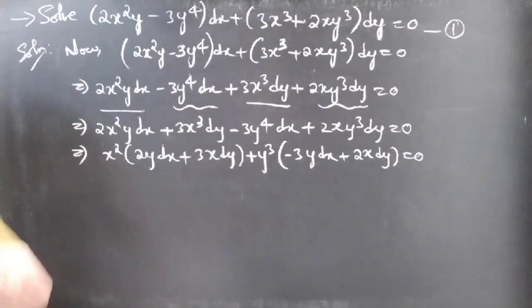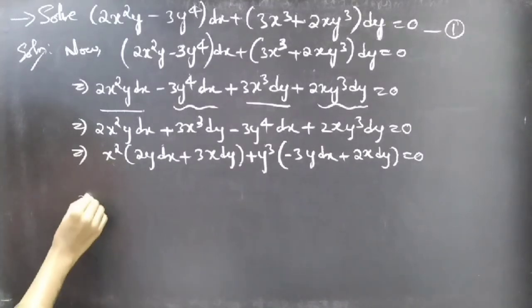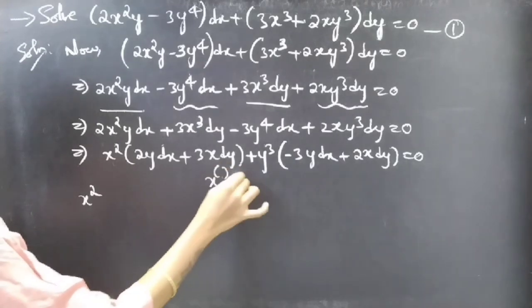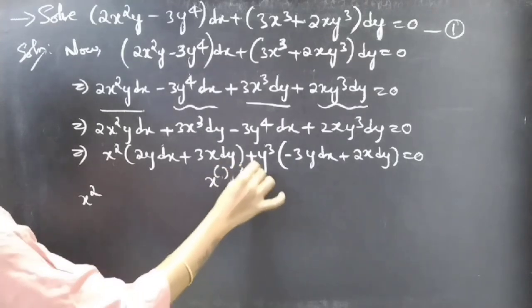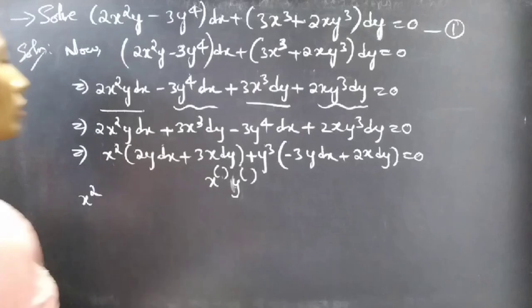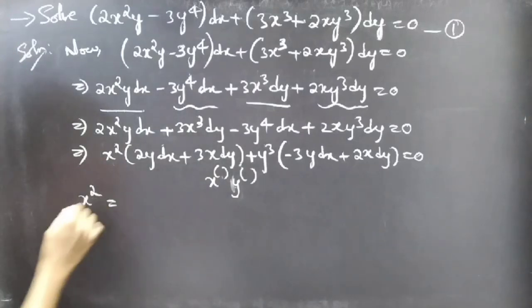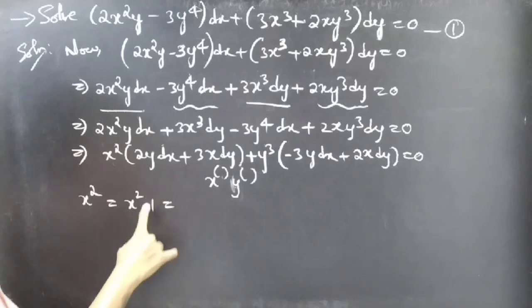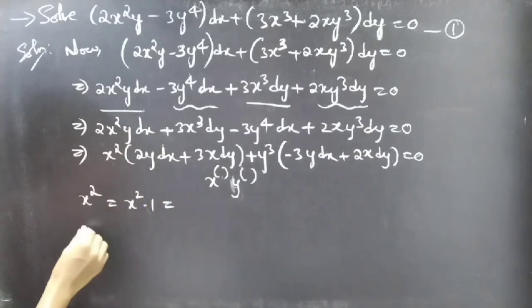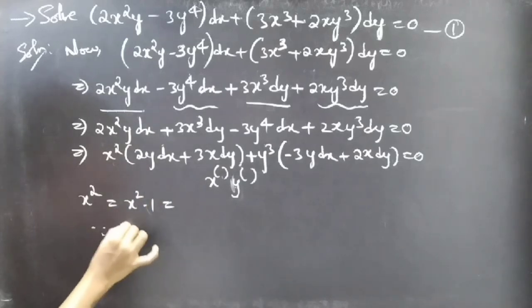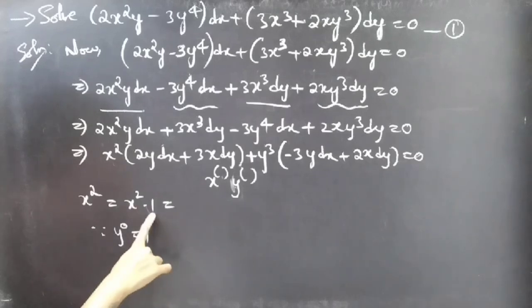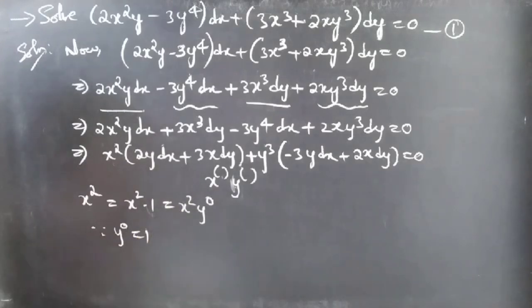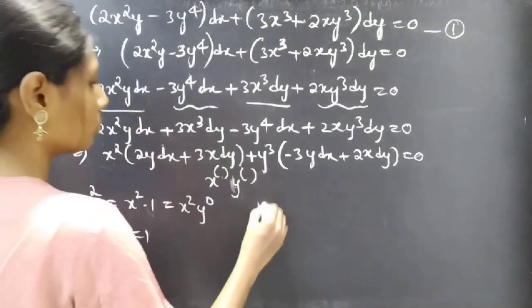Right, here we are having x², and this x² can be written in the form x to some power times y to some power, right? You can write this x² as x² times 1, right? And here we need to get a term of y. Since we know that y⁰ = 1, right? Let's replace this 1 by y⁰, then you'll get x² y⁰. Likewise, here you're having y³.